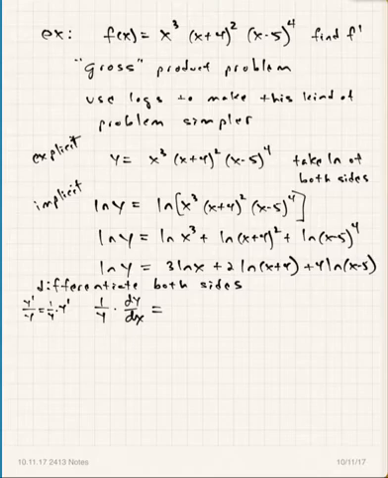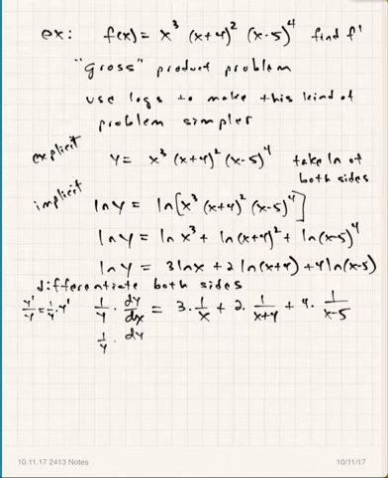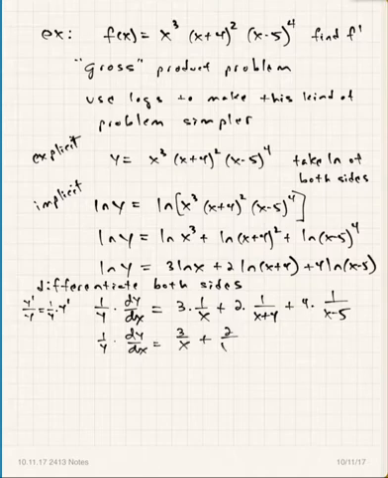The right side is easy to do. The derivative of the natural log of x is 1 over x. So you have 3 times 1 over x. The derivative of the natural log of x plus 4 is 1 over x plus 4. Remember, it's u prime over u. So it'd be 2 times 1 over x plus 4. And then finally, the last one, this would be 4 times 1 over x minus 5. U prime over u in that one also. And so you have 1 over y times dy dx is equal to 3 over x plus 2 over x plus 4 plus 4 over x minus 5.